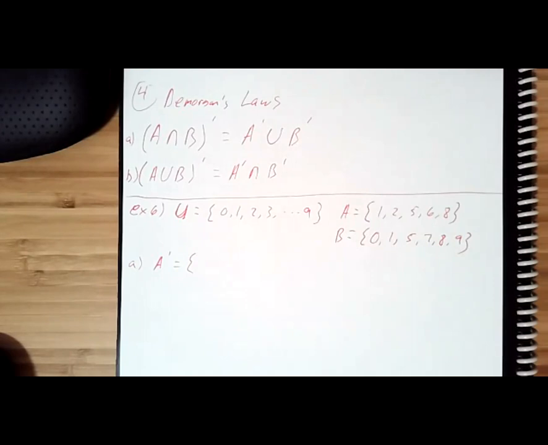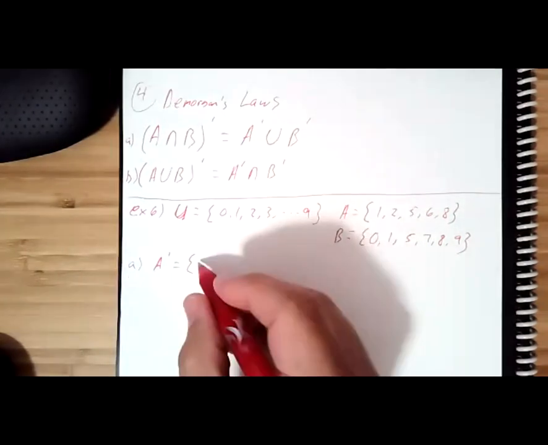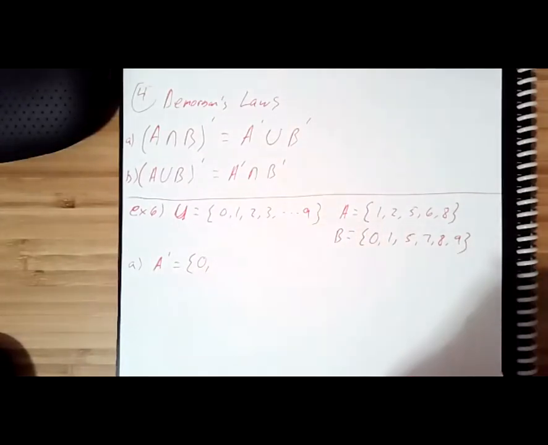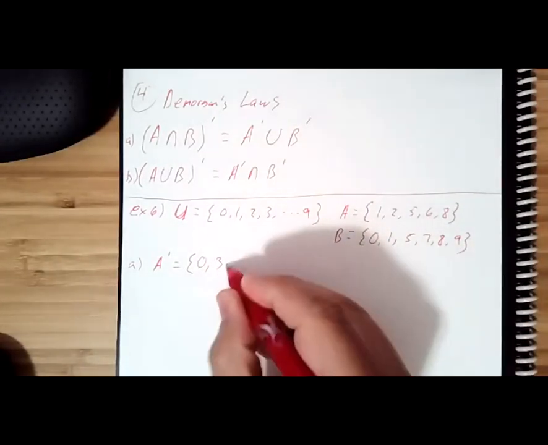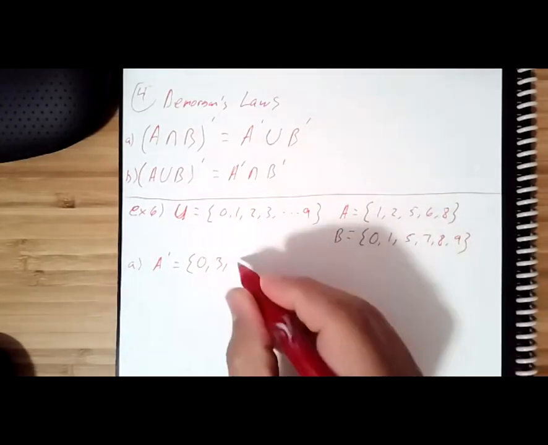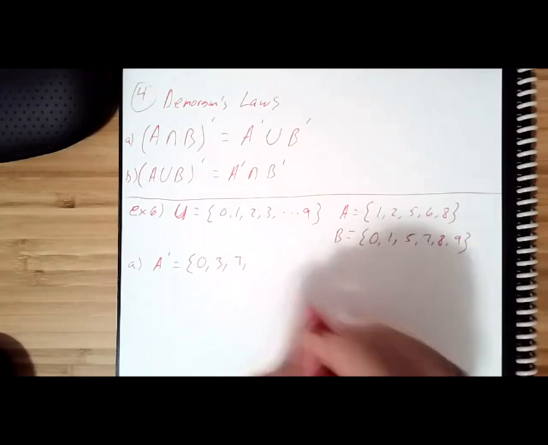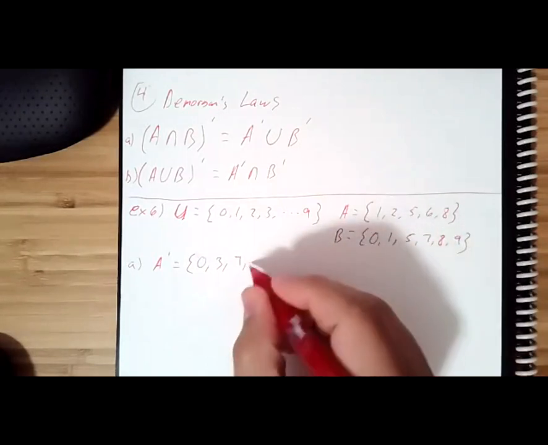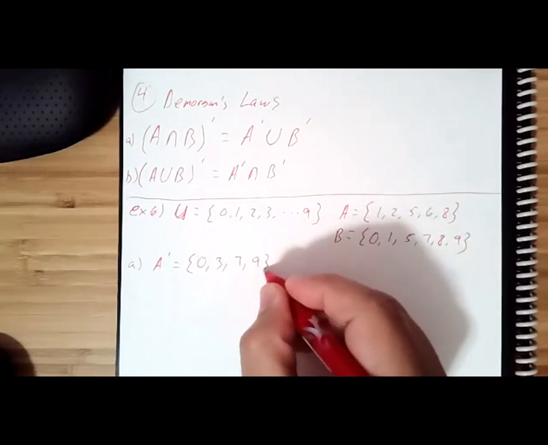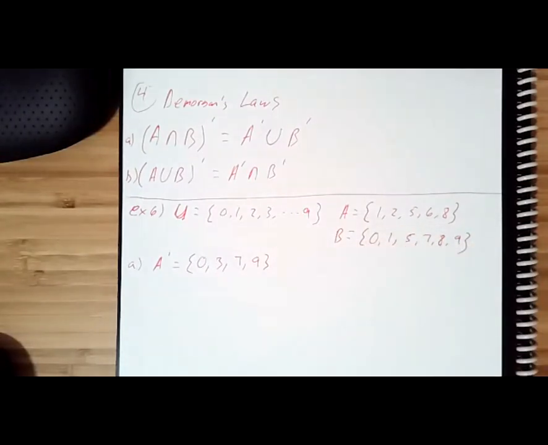Wouldn't it be 0? And I think that may be it. Yeah, that'll be 0. What else? 3, right? 3, 7, and I believe will be 9. Yeah, 0, 3, 7, 9. Yeah, that's it. So that's A complement.